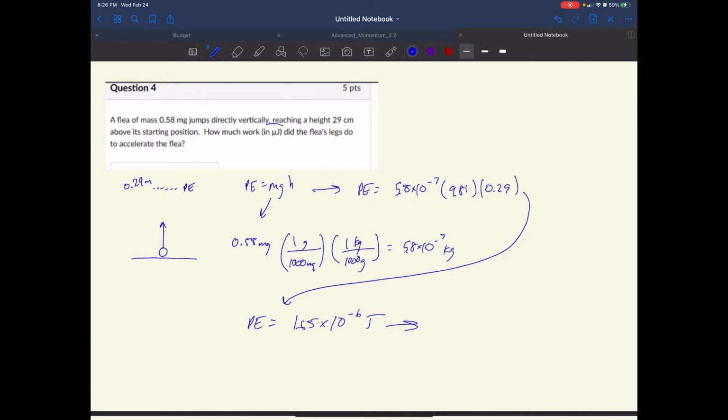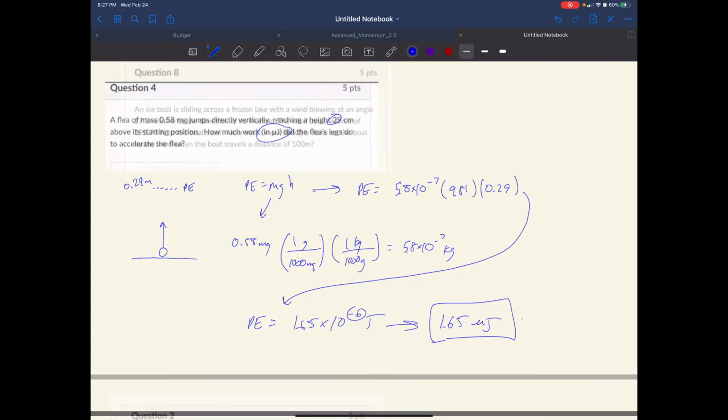However, it wants it in microjoules. A micro means 10 to the negative 6th, right? That's what micro means, 1/1,000,000th of something. So notice that this is already at 10 to the negative 6, so this is going to be 1.65 microjoules. And technically, if you want sig figs, we have 2 sig figs here, so it's possible that he might want the answer as 1.7 microjoules, but I'm just going to leave it as 1.65.